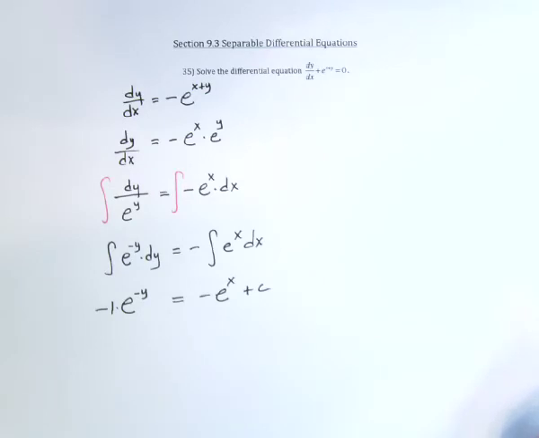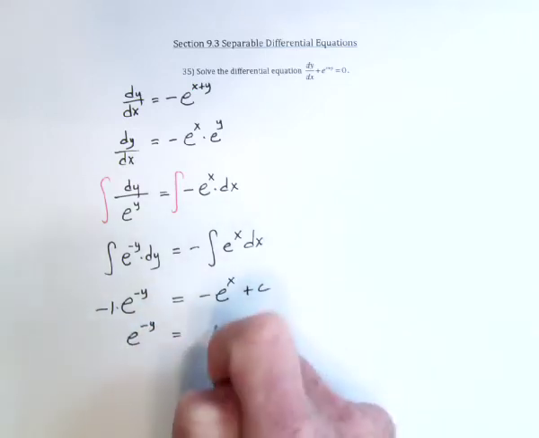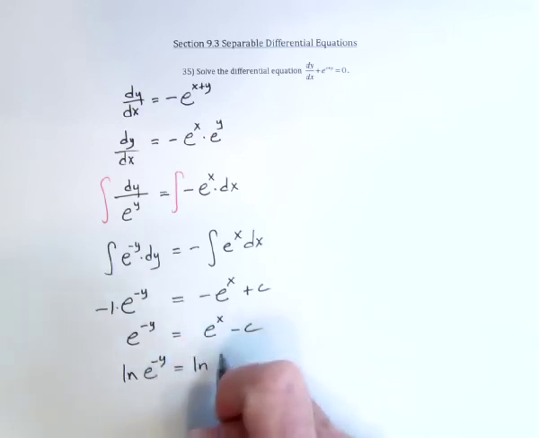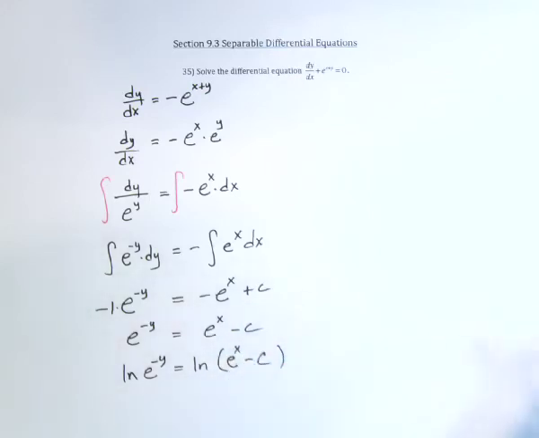Let's see, we could get rid of negatives. We would have e to the negative y equals e to the x minus c. Now I need to solve for y, so eliminate this e by taking natural log of both sides. And be sure to put the whole right-hand side in parentheses. So on the right-hand side, because of that minus c, these guys are not going to cancel. Over here, because there's just natural log and e, those can cancel.